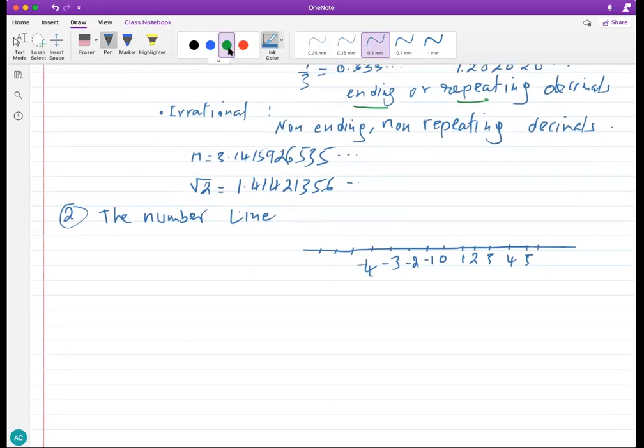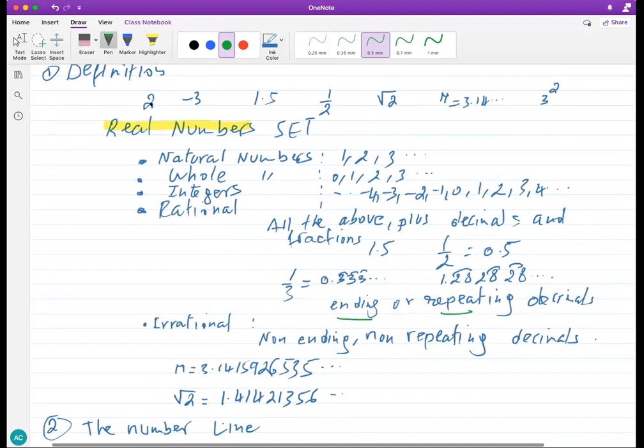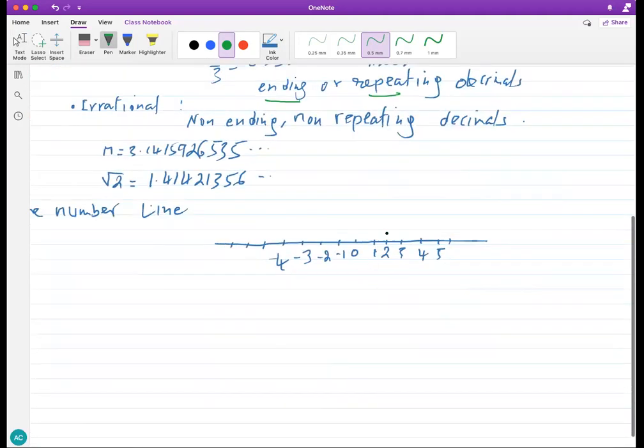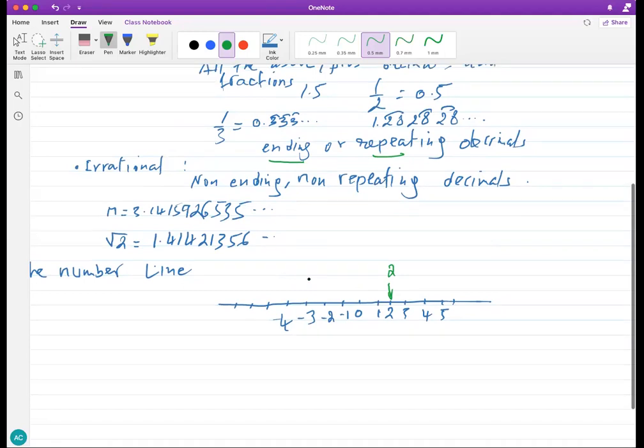So let's start with some of those numbers. The first one, of course, let's say 2, is a positive number. It's over here. Then we have -3. -3 is right over here. Easy to spot because it's negative.